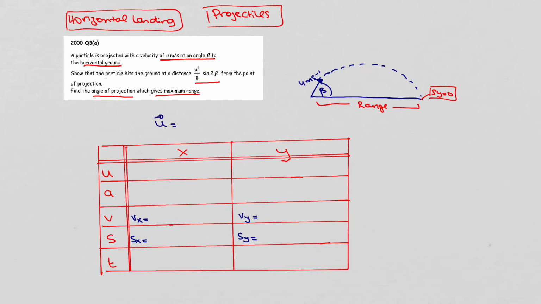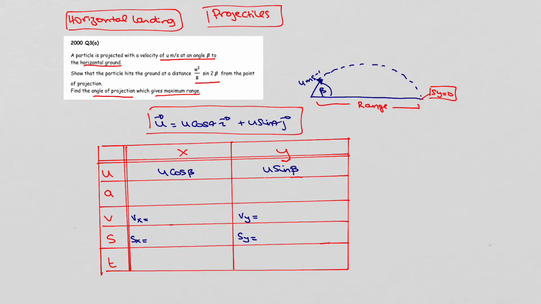So we know that in general our initial velocity u is given by u cos alpha in the i direction plus u sine alpha in the j direction. So if I fill out my table, u in the x direction is u cos beta. U in the y direction is going to be u sine beta, because our angle in this case is not alpha, it is beta. A in the x direction is 0, a in the y direction is minus g, therefore vx is u plus at, so in other words u cos beta, and vy is u sine beta minus gt. S is ut plus a half at squared, so in the x direction that's u cos beta t, and s in the y direction is u sine beta t minus a half gt squared.